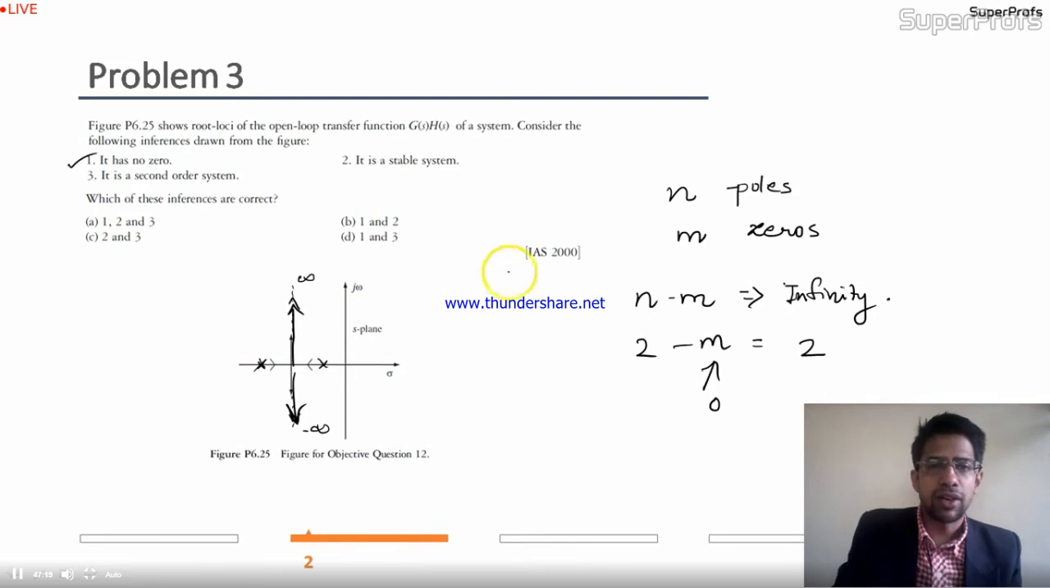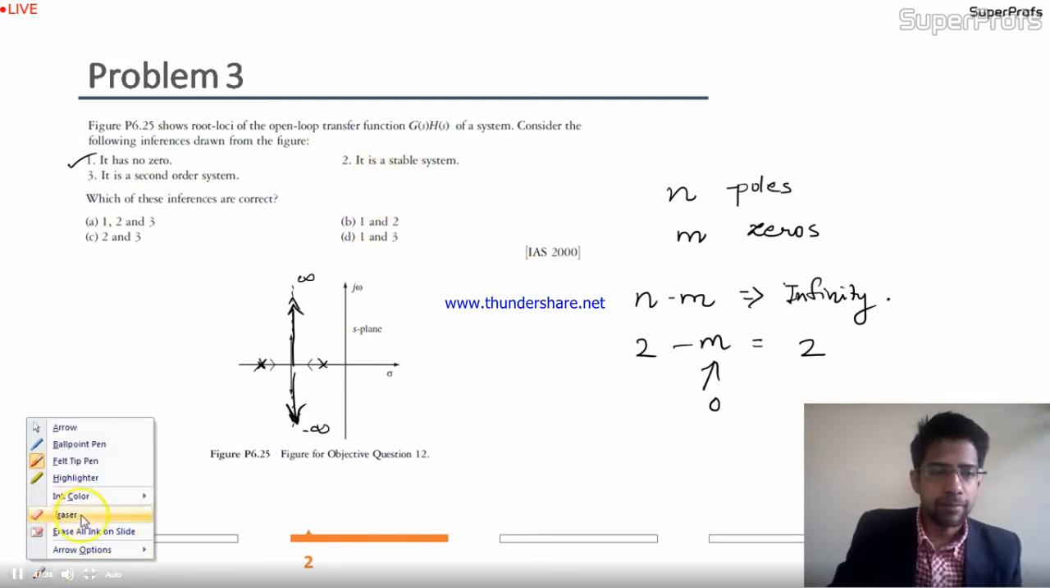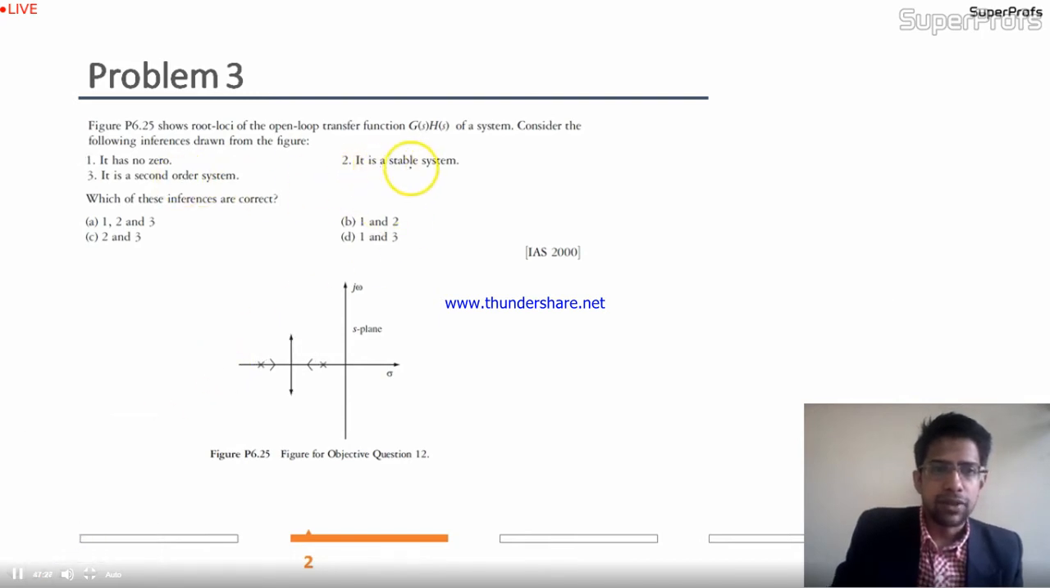Let us find out the validation of statement 2. Let me erase everything. So it is a stable system. Is it a stable system? How can you find out a stable system? By looking at a root locus. If root locus has all the poles situated on the left hand side of the S-plane, the system will be stable. In this case, you have both the poles situated on the left hand side of S-plane. There is no pole on the right hand side. That means the system is also stable. So statement 2 is also correct.